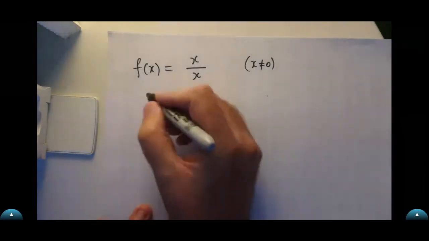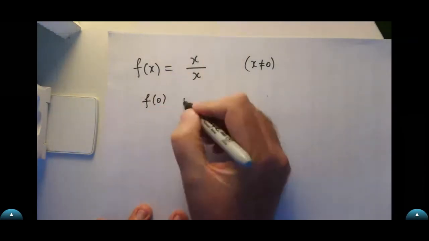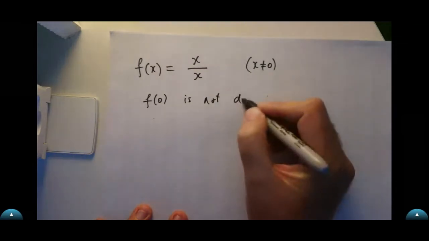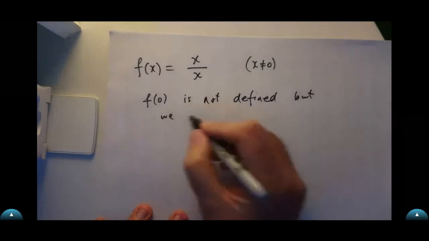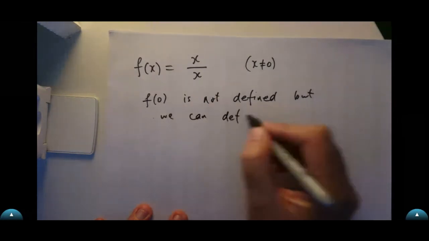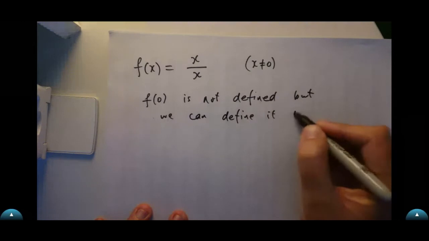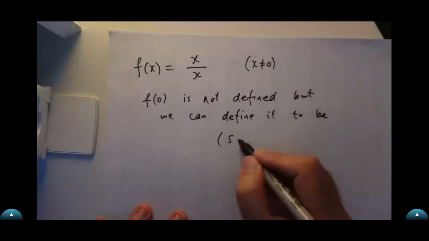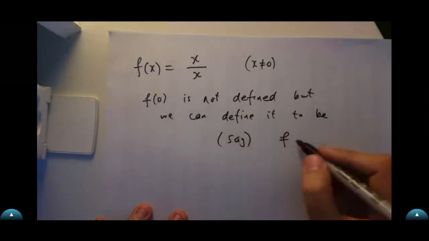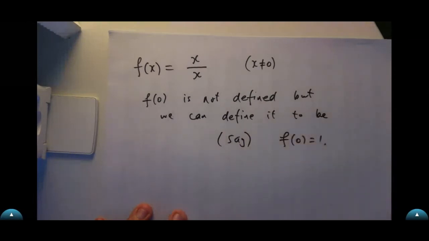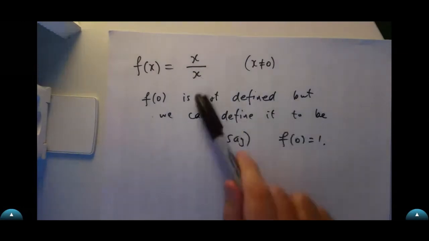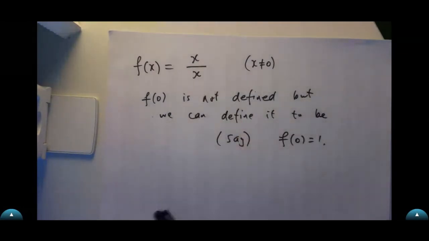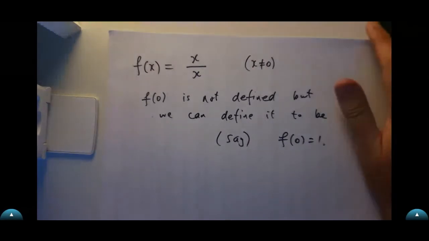So what we could do is say f of 0 is not defined, but we can define it to be, say, f of 0 equals 1. Okay, you could do that. It's up to you. So that's an example of a removable discontinuity. The other graphs are a little bit more difficult.